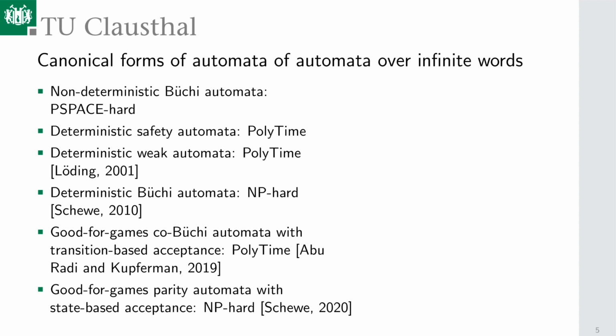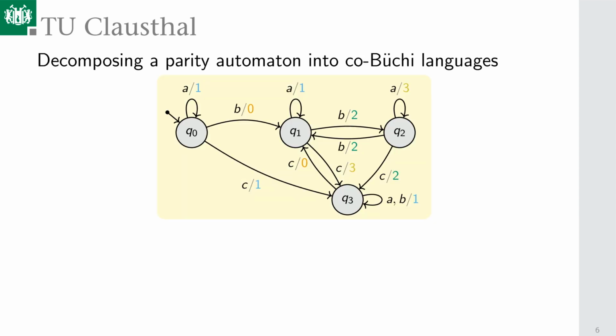Unfortunately, at least for state-based acceptance, we obtain NP hardness for minimizing good for games parity automata. While for transition-based acceptance, the complexity is still open, perhaps there's a way to circumvent the problem and obtain a canonical form for arbitrary omega regular languages based only on the positive results that we have. So let us see how this could be done.